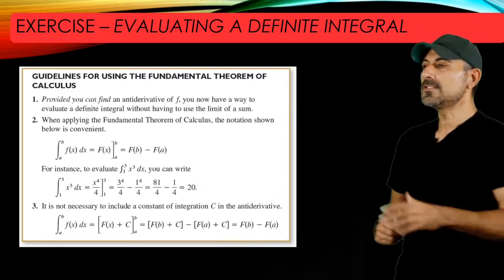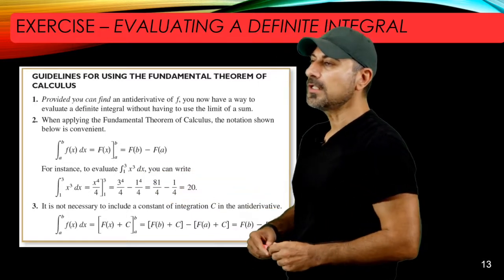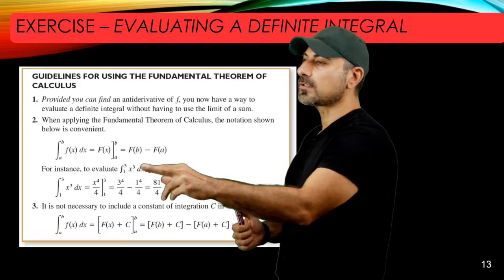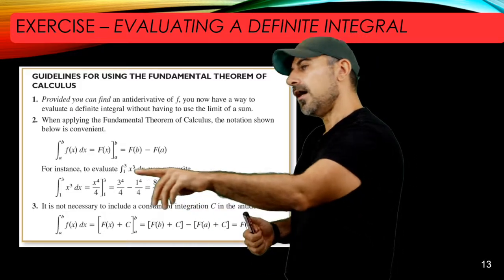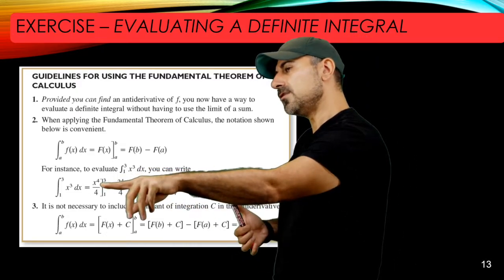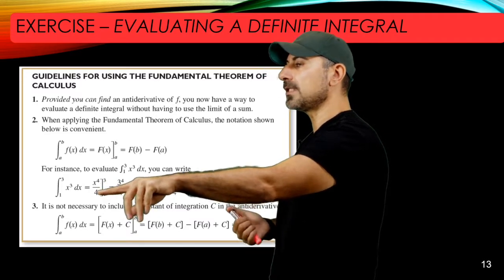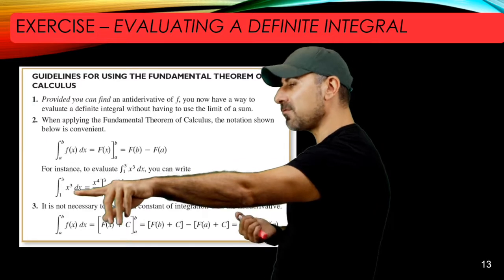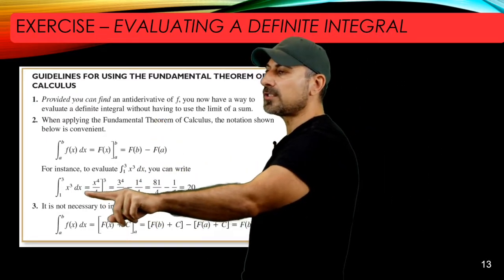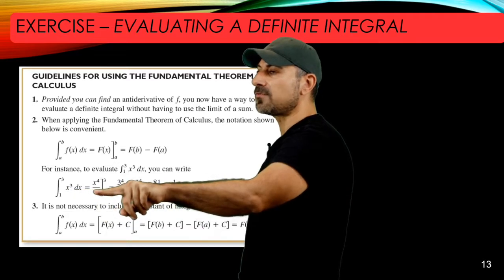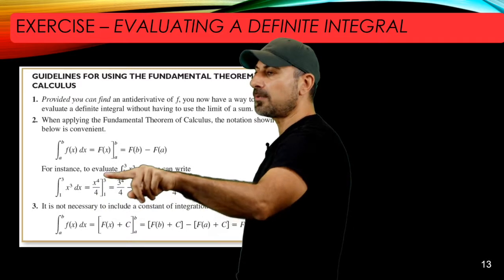Okay. Here's an example: evaluate the integral of x cubed from 1 to 3. We know the antiderivative of x cubed, which is x to the fourth divided by 4. To convince yourself, you can just take the derivative of x to the fourth divided by 4, and you should get back x cubed. That's where we start. Using this notation, the antiderivative of this function is x to the fourth divided by 4. We put the lower limit of the integral here and the upper limit of the integral here.